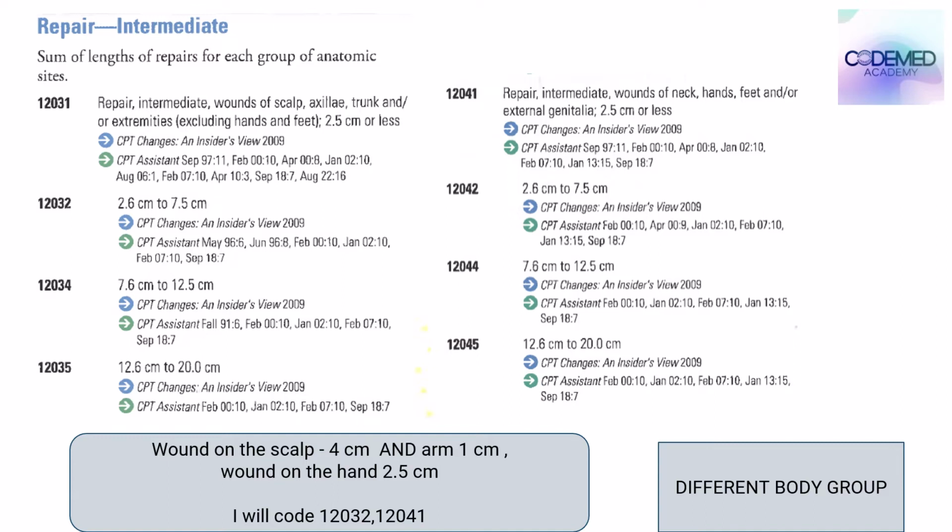But if you see, the hand is here. The body group is different. So I cannot add now 4 plus 1 plus 2.5. But I can add scalp and arm because they come under this category. And in this case 4 plus 1 becomes 5 centimeter, for which I will code 12032. And then it is a hand 2.5 centimeter for which I will code 12041. So this is how I'm going to code this because the body groups are different.